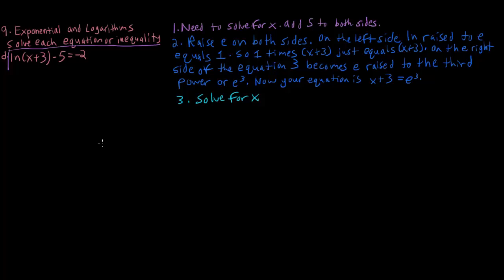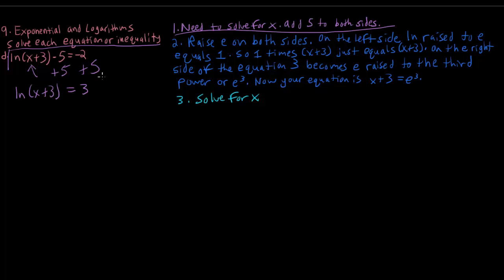Number 9D, exponential and logarithm. Solve each equation or inequality. The natural log ln of x plus 3, minus 5, equals negative 2. Step 1, we're going to solve for x. To begin, we'll add 5 to both sides to try to get x by itself. We end up with natural log of x plus 3 equals negative 2 plus 5, which is positive 3.